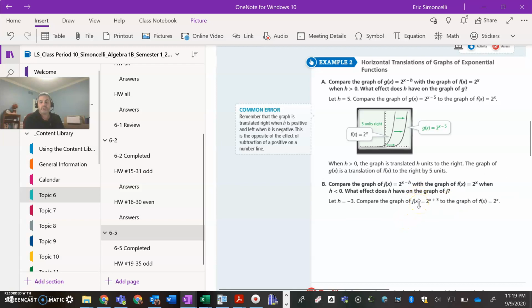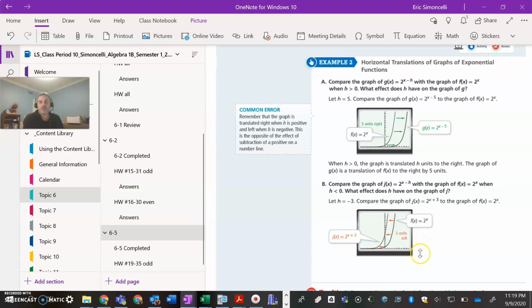So let h equal negative 3. So notice the function j of x is 2 raised to the x plus 3. On the prior example, it was x minus 5, x minus h, and when you had 5 as a value, it ended up shifting to the right. In this case, you have negative 3 as your value, and look at the exponent highlighted as such, so x minus a negative 3, or plus 3. Let's compare. And here we go.